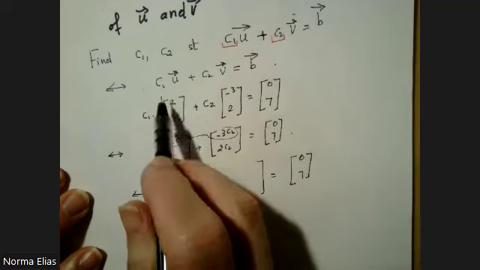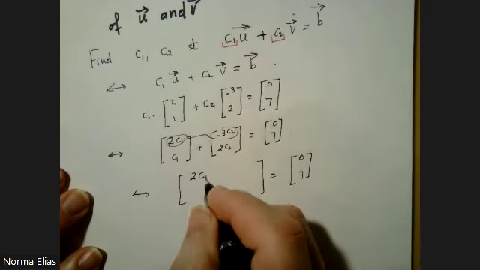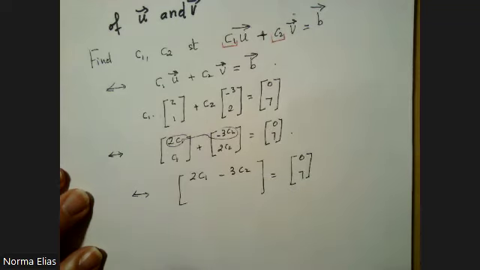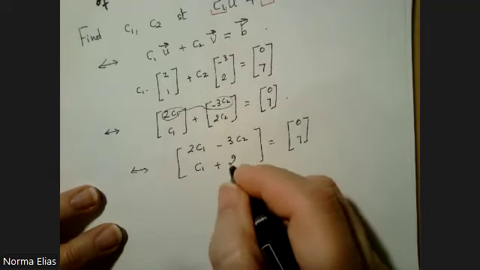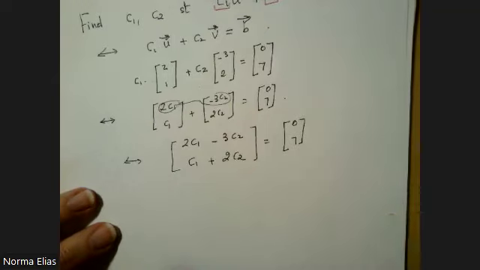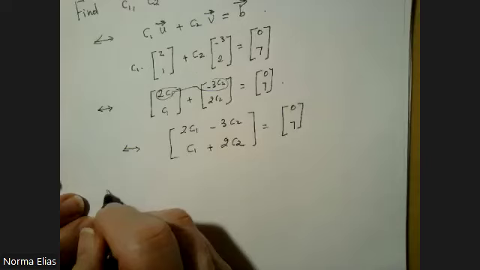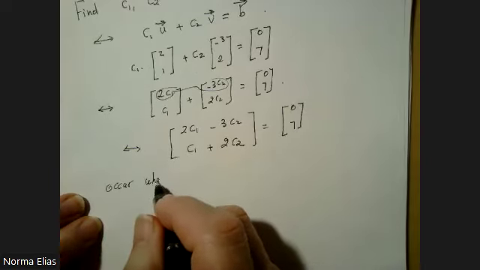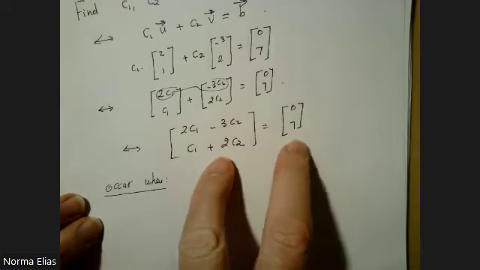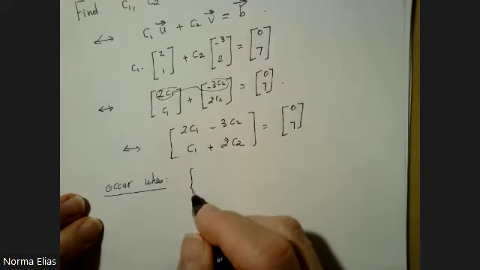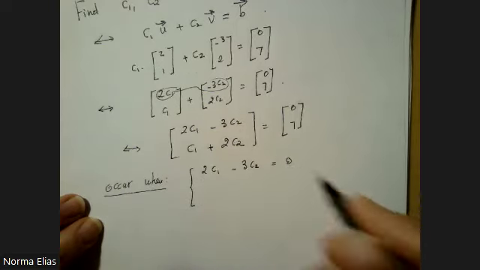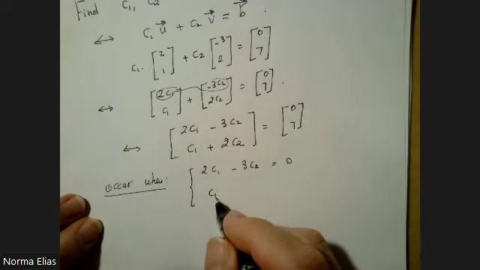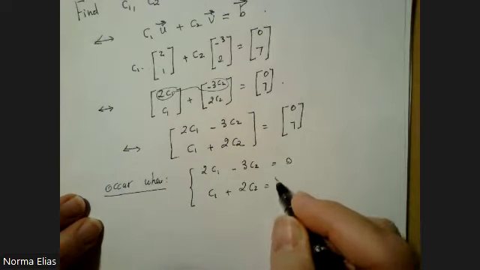We need to find C1 and C2 such that 2C1, adding now the component, minus 3C2 equals 0, and C1 plus 2C2 equals 7. So I want constants so that this vector equals this vector. Two vectors are equal if they have the same entries. So this occurs when 2C1 minus 3C2 equals 0, and C1 plus 2C2 equals 7.